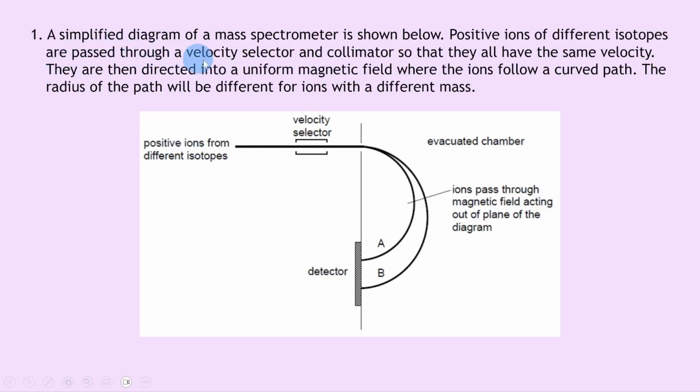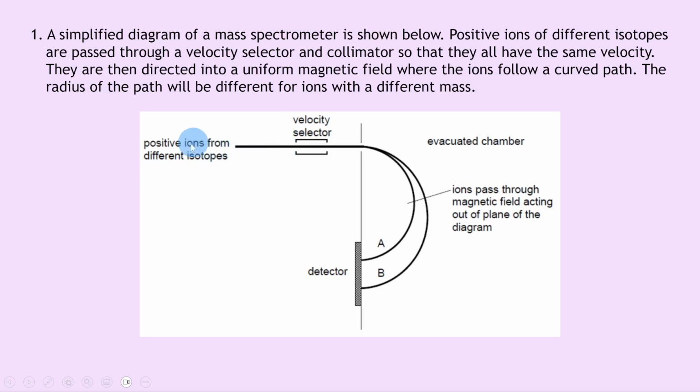So let's get started. In our one and only question here, it says a simplified diagram of a mass spectrometer is shown below. Positive ions of different isotopes are passed through a velocity selector and collimator so that they all have the same velocity. They are then directed into a uniform magnetic field where the ions follow a curved path. The radius of the path will be different for ions with a different mass.